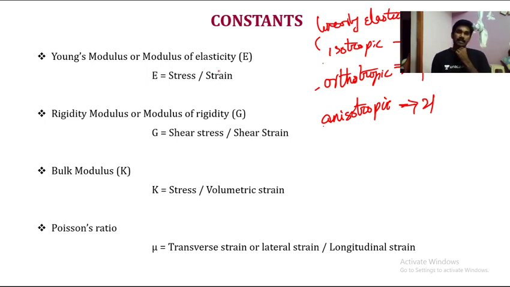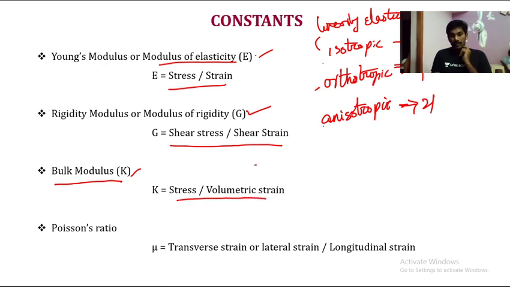So what are those four elastic constants? First one is Young's modulus, or modulus of elasticity, or elastic modulus, which we all know from Hooke's law: Young's modulus is equal to stress by strain. Next is the rigidity modulus, or modulus of rigidity, G, which is equal to shear stress by shear strain. Next, bulk modulus, represented as K. K is equal to stress by volumetric strain.